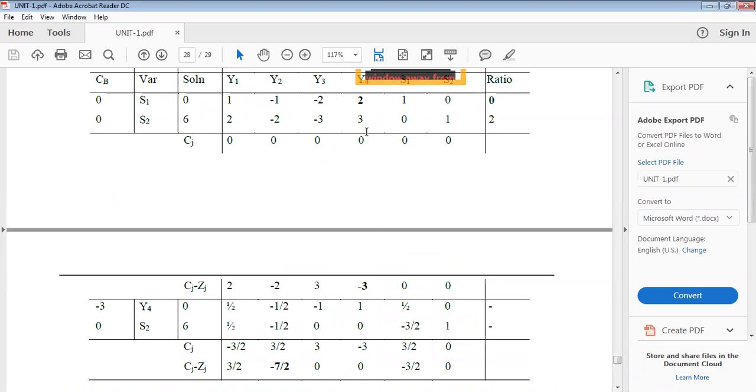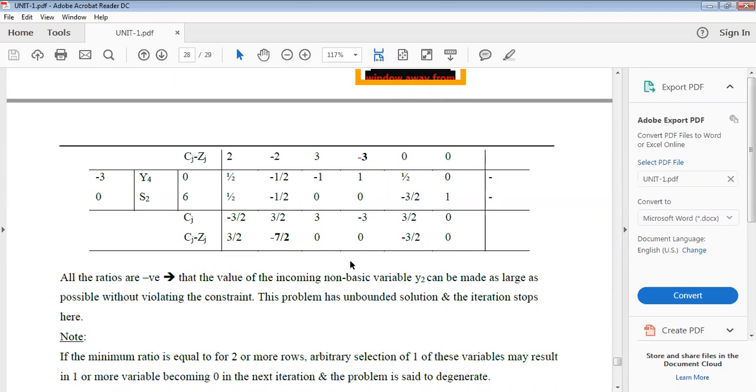Old R2 minus 3 into, because plus 3 is there, this should be made 0. So minus 3 into new R1 automatically becomes this particular thing. Next, you have to calculate ZJ. If you calculate ZJ, this is minus 3 into all these variables. So 0, minus 3 plus 3 by 2, minus 3 into minus 1 by 2, 3 by 2, minus 3 into minus 1, 3, minus 3 into 1, minus 3, like this.